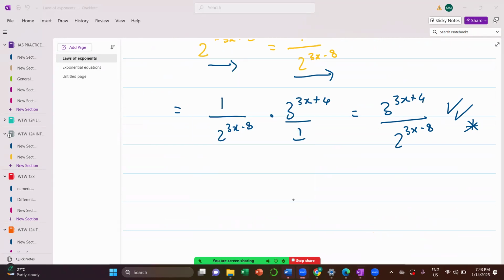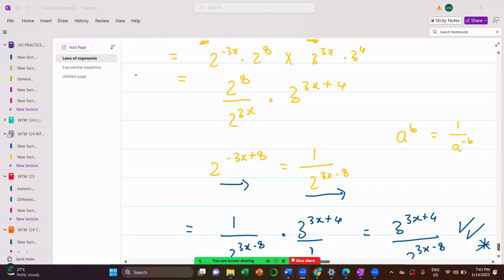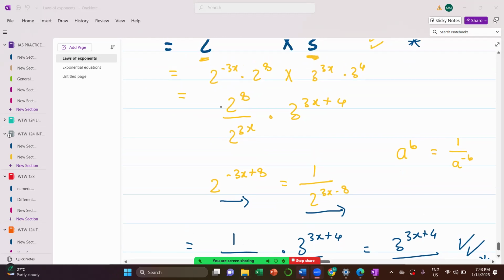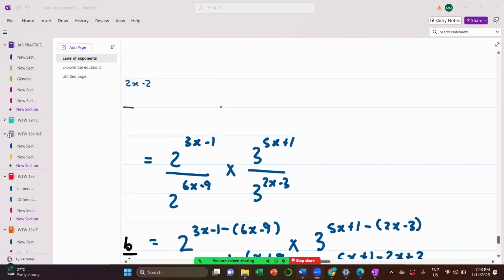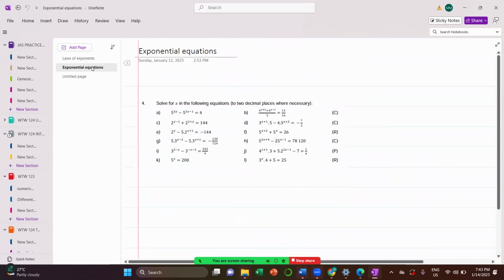Okay, so now I'm moving on to a different concept, which is exponential equations. So we are going to apply laws of exponents now to solving equations. So do you guys allow me to continue? We are done now with simplification. Yes, sir.